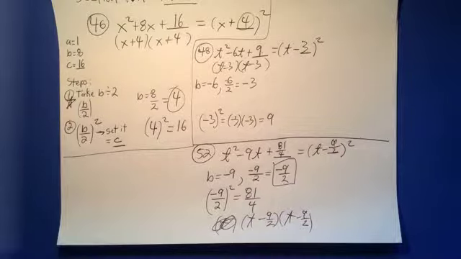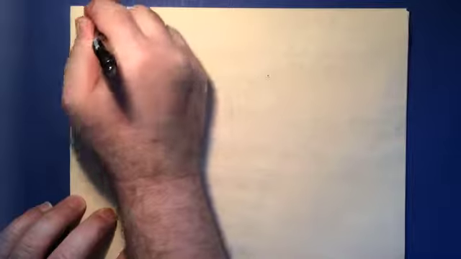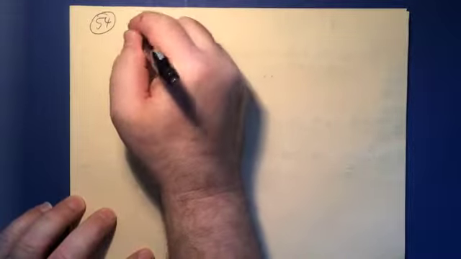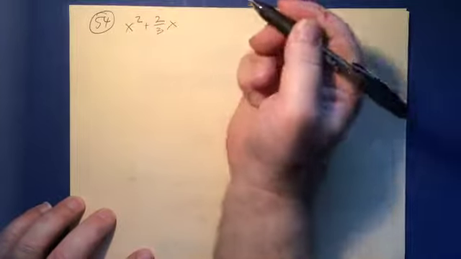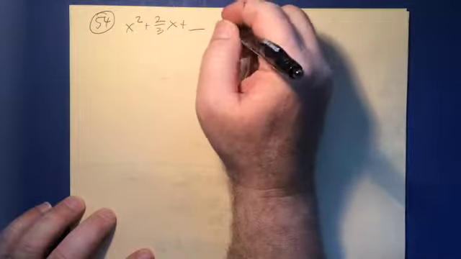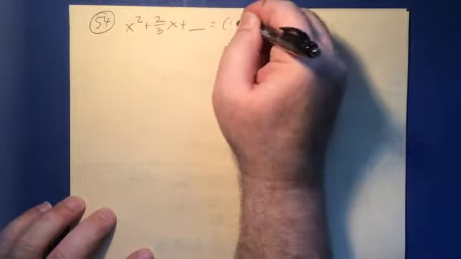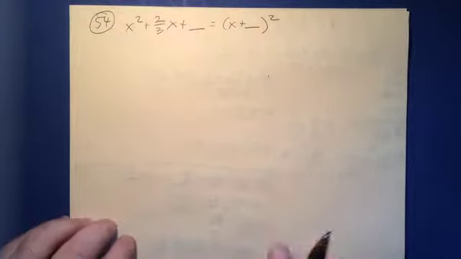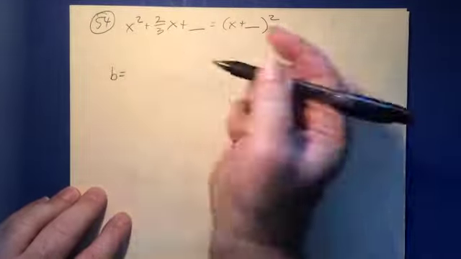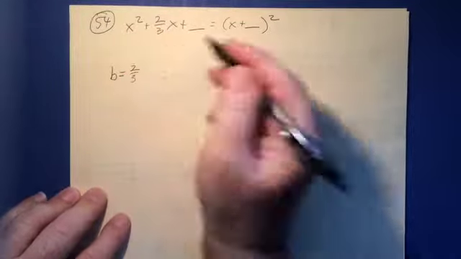Let's take a look at another problem that contains a fraction to see how we handle that. Looking above, making sure you can see what I'm writing on the top there so it's not cut off. Let's go ahead and take a look at 54. So this is going to be x squared plus 2 over 3 x plus blank is equal to the quantity x plus something squared. Let's find the value of b. That's going to be positive 2 over 3.